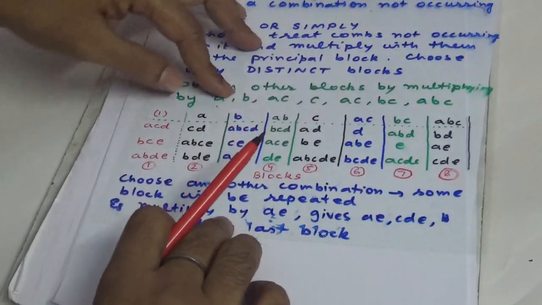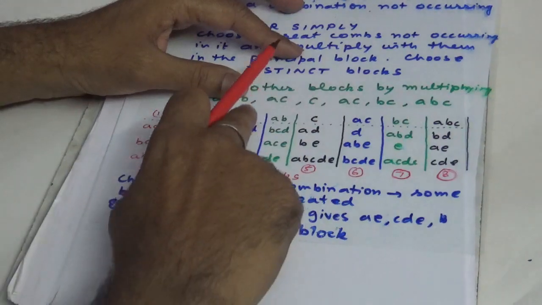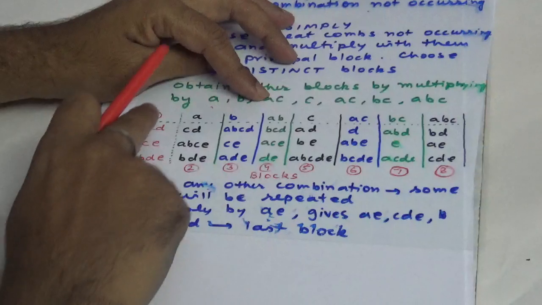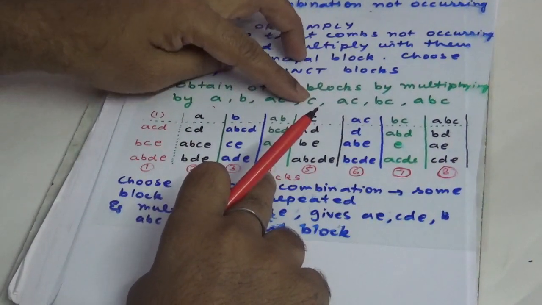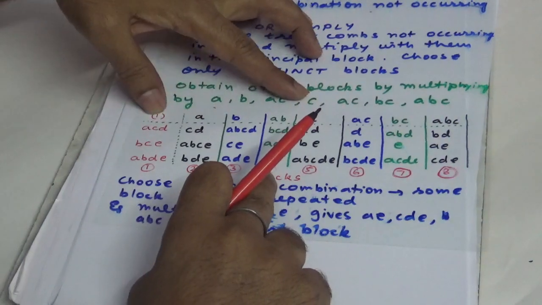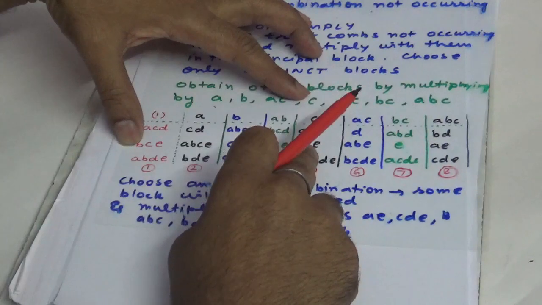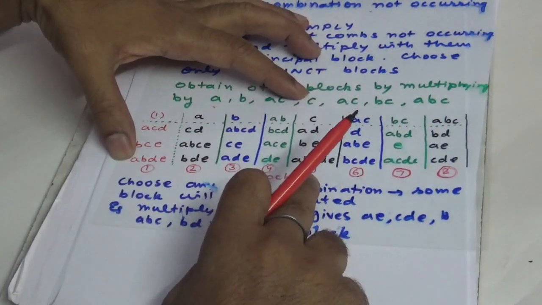Now similarly you can multiply B with the principal block and you will obtain block number 3. Similarly you can multiply AB with the principal block and you will obtain block number 4. Then you multiply by C: C into 1 is C, C into ACD is AD, C into BCE is BE, C into ABDE is ABCDE. So you obtain block number 5.